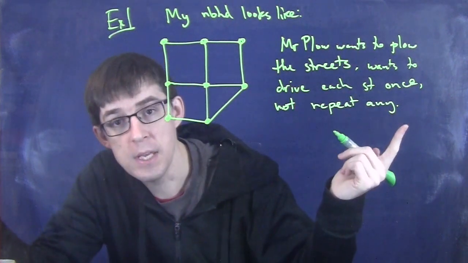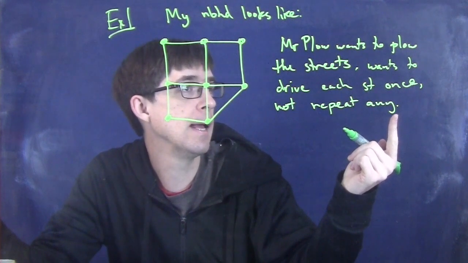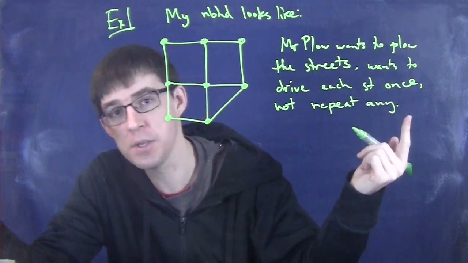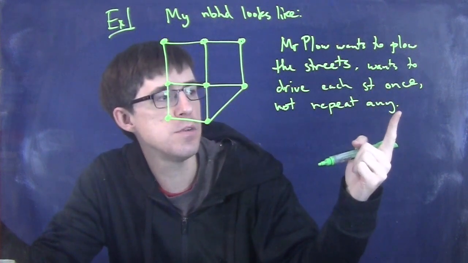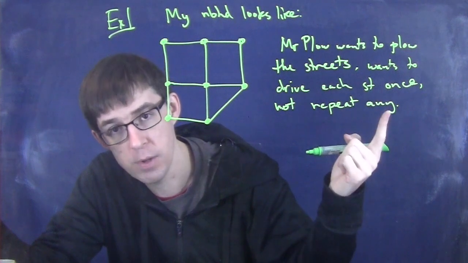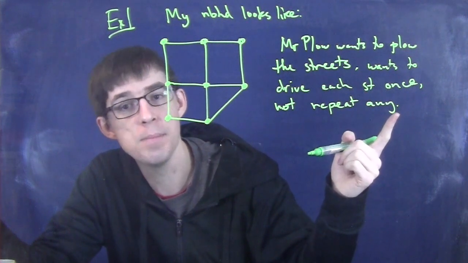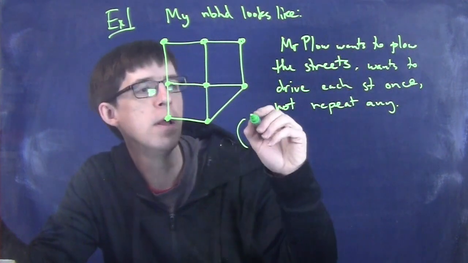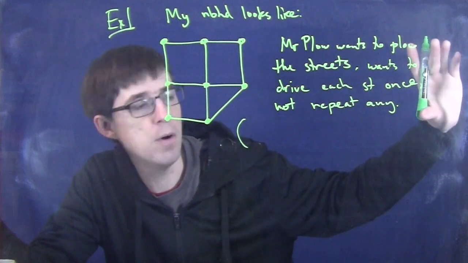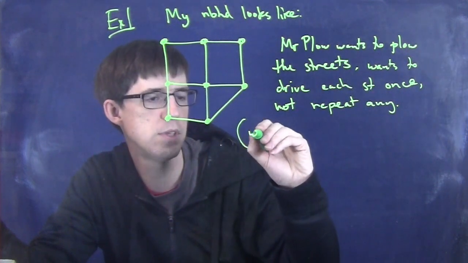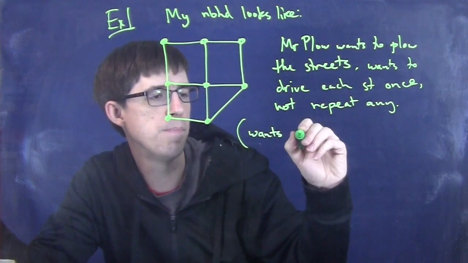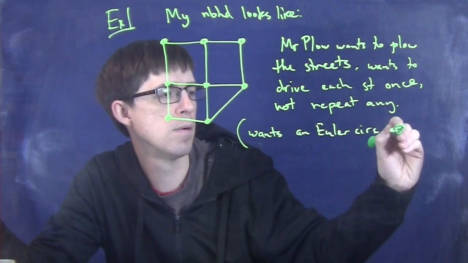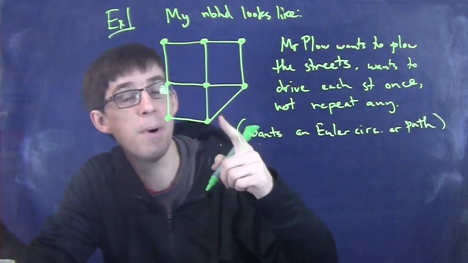What I'm describing here really is an Euler path, or maybe an Euler circuit, all right? An Euler something or other, okay? If he wants to do this and begin and end at the same point, that would be an Euler circuit. If he wants to do this but doesn't care where he begins, maybe they begin and end at 2 different points, that would be an Euler path. So really, I'll say parenthetically here, this is the real world scenario, but what we're looking for is Mr. Plow wants an Euler circuit or path, right? So, is that possible in this graph?